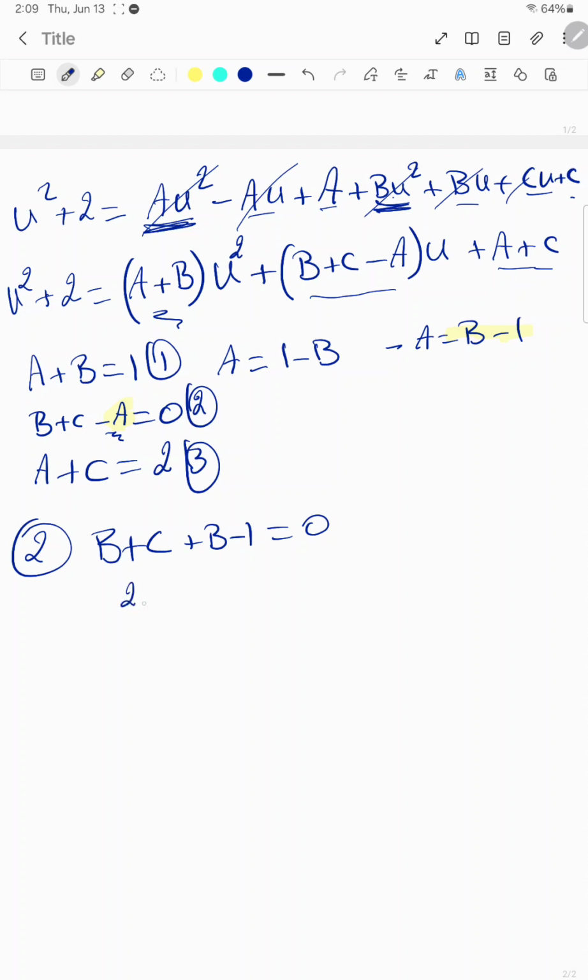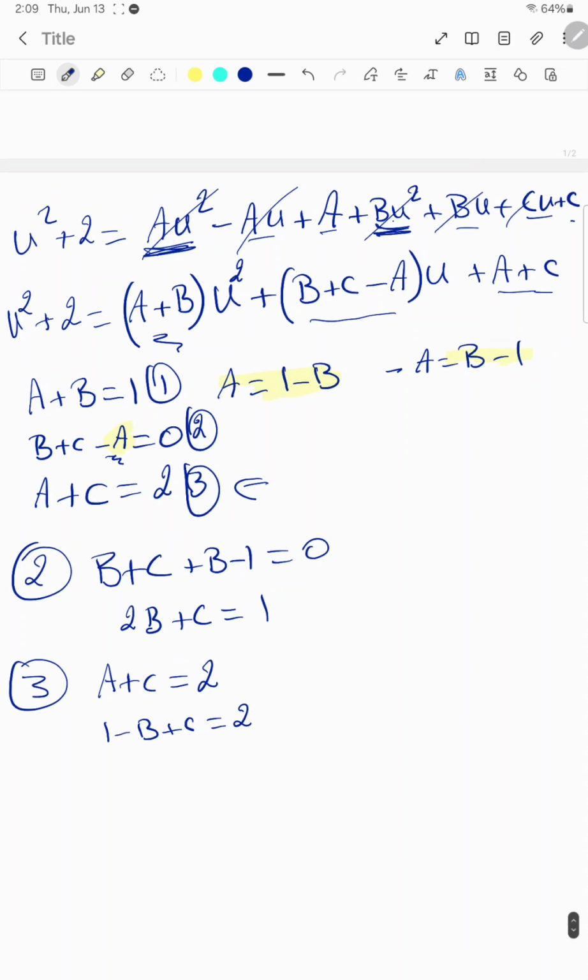So here I would have 2b plus c is equal to 1. Okay? And if I go to formula number 3, I have a plus c equal to 2, but I know that a is equal to 1 minus b. So 1 minus b plus c is equal to 2. So my c is equal to 2 minus 1 plus b. So my c is equal to 1 plus b.